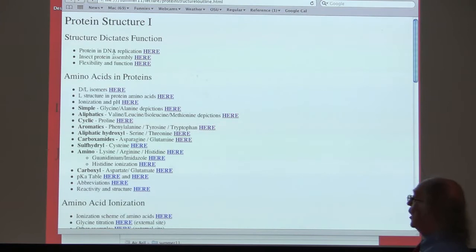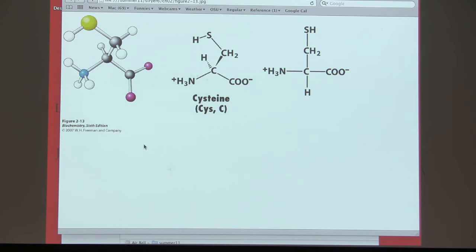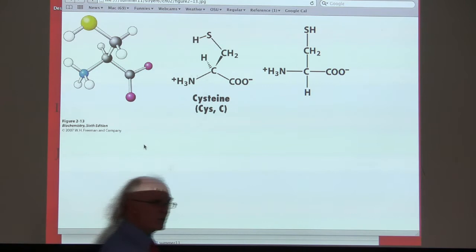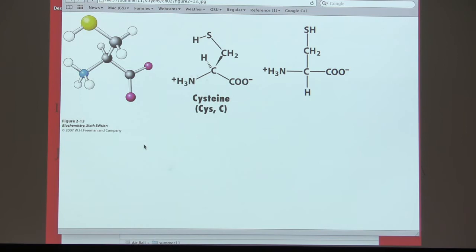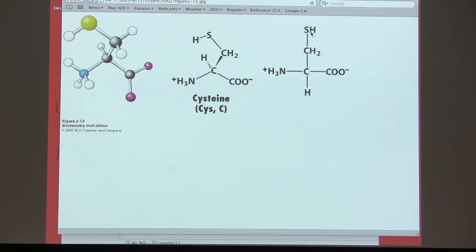Okay, next group. Here's the first of the ones we'll talk about that ionize. Cysteine is a really interesting amino acid. It is the only amino acid that has a sulfhydryl group. It's the second amino acid that has a sulfur, but the sulfur is in a different configuration here. It's in the form of a sulfhydryl. Sulfhydryl, you recall from your organic chemistry, is an SH. There is the SH right there, and that H can come off. It can ionize. The SH group has a pKa of about 8. When it comes off, it makes an S minus.